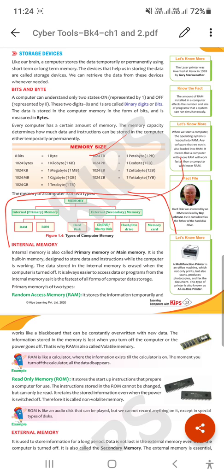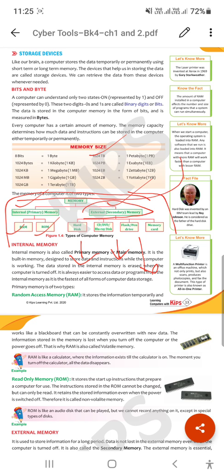We can classify memory into two parts, internal and external. Internal is again classified into RAM and ROM. The full name of RAM is random access memory, and ROM is read only memory. External is also called secondary memory, further classified as hard disk, CD meaning compact disk, DVD meaning digital versatile disk or digital video disk, flash, floppy, pen drive and memory card.